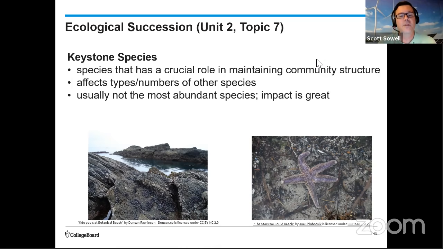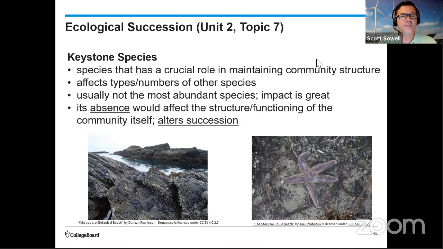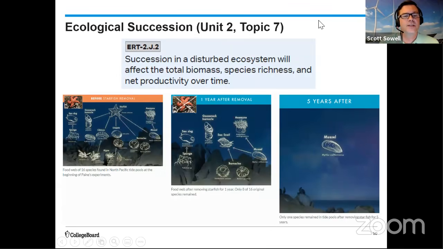Typically, it's not the most abundant species. Therefore, the impact it has on the community is much greater than you would think because of its low abundance. But its absence would affect the entire structure or functioning of the community, and it kind of alters that successional pathway. So we see here that early, before he went and removed the starfish, we had lots of biodiversity.